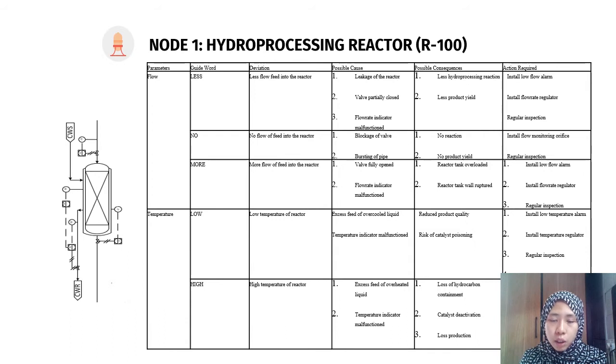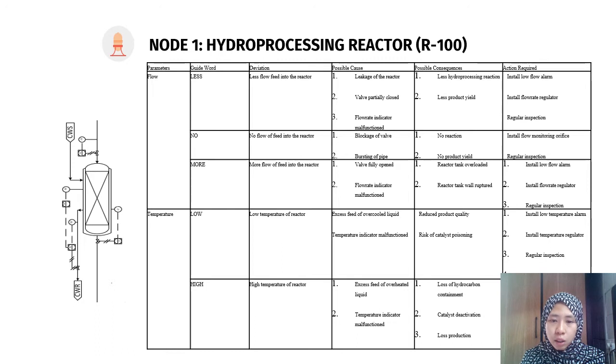For low temperature of the reactor, the possible causes are excess feed of overcooled liquid or temperature indicator malfunction. The consequence will be reduced product quality or risk of catalyst poisoning. The action required is to install a low temperature alarm, install a temperature regulator, and do inspection regularly.